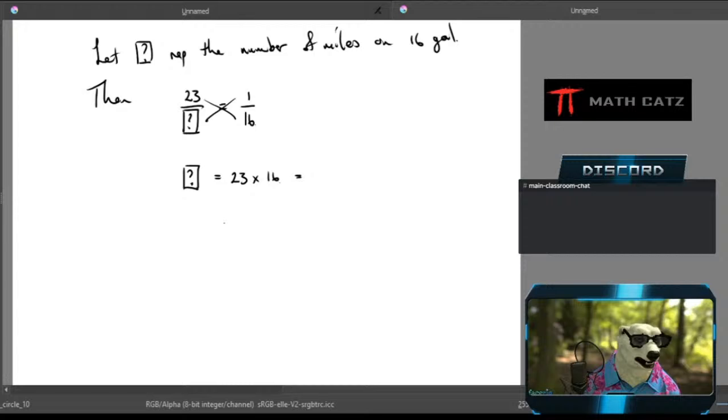We can do 23 times 16 if you want to. Times 16, not 106, 16.